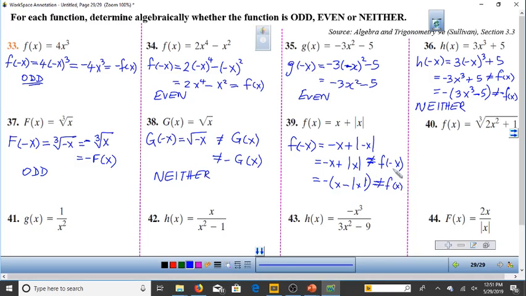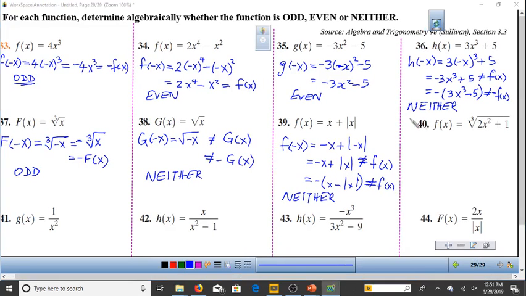And as you can see here, this is an odd function, that's an even function. When you add them together, you get neither, as our shortcut would indicate.